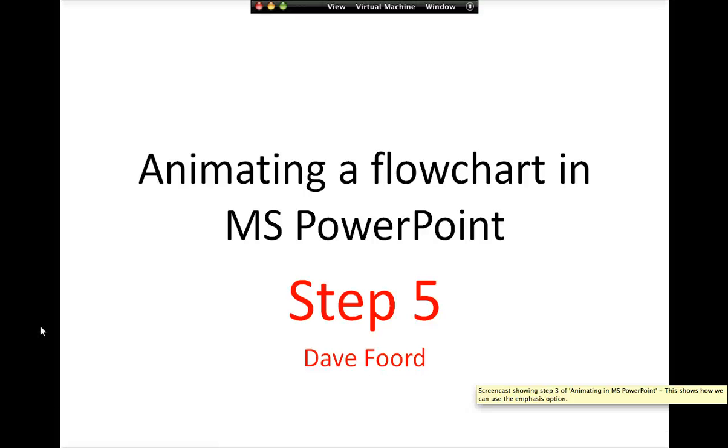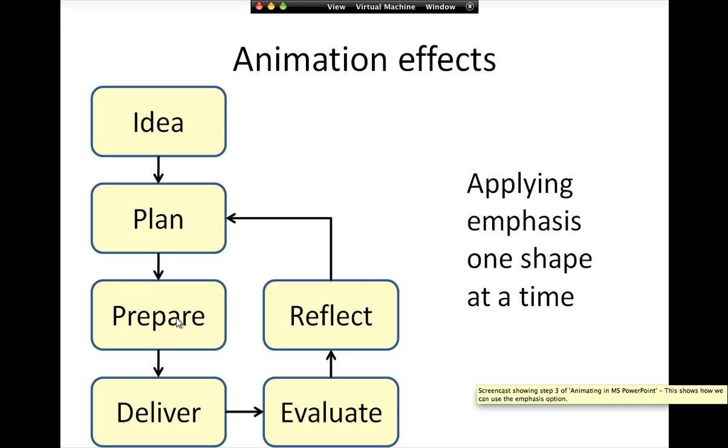This is the fifth and final screencast in a sequence looking at animation features within PowerPoint. Now in this feature here, what we're going to do is look at a way of creating emphasis. So we've got a diagram and we're going to make the items appear green on a mouse click in turn.